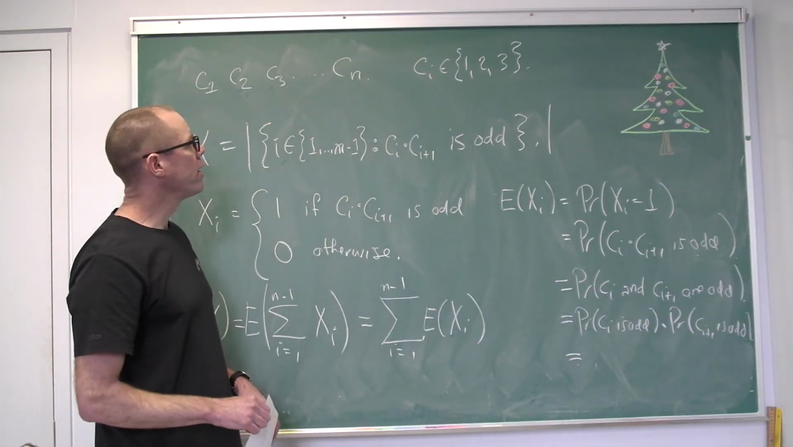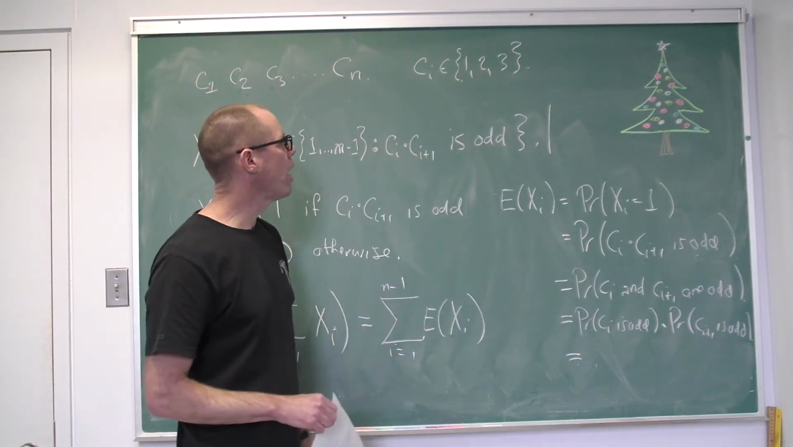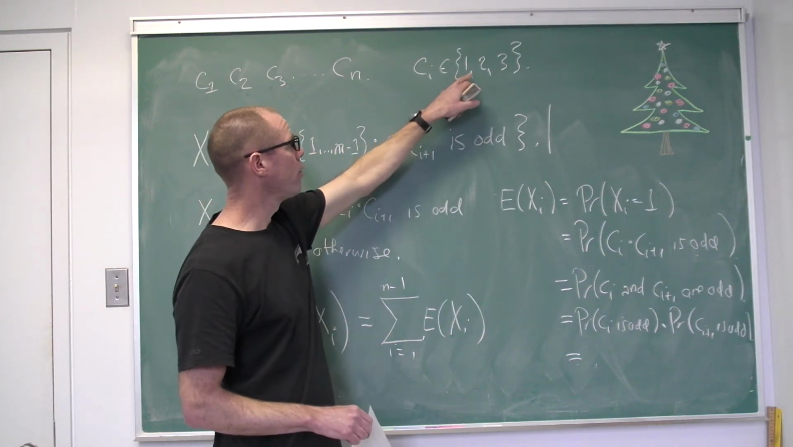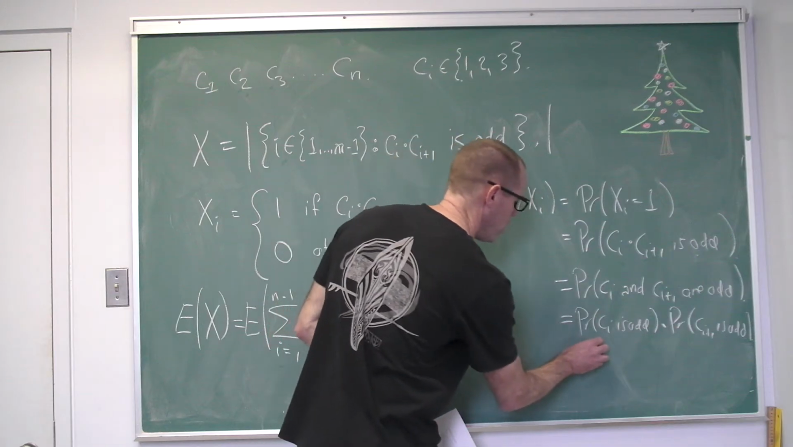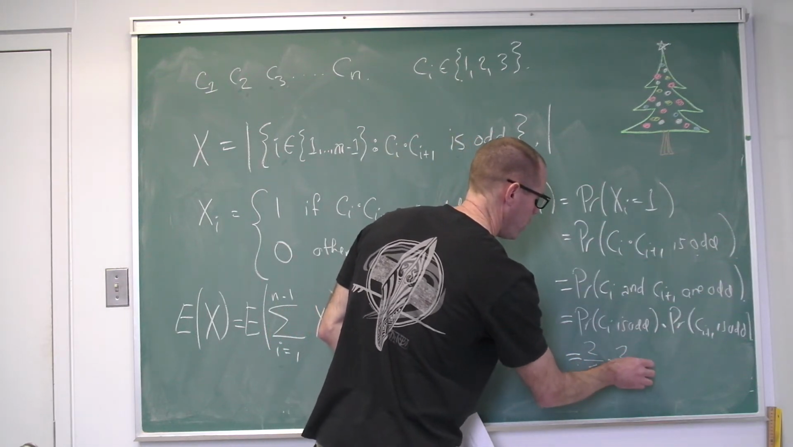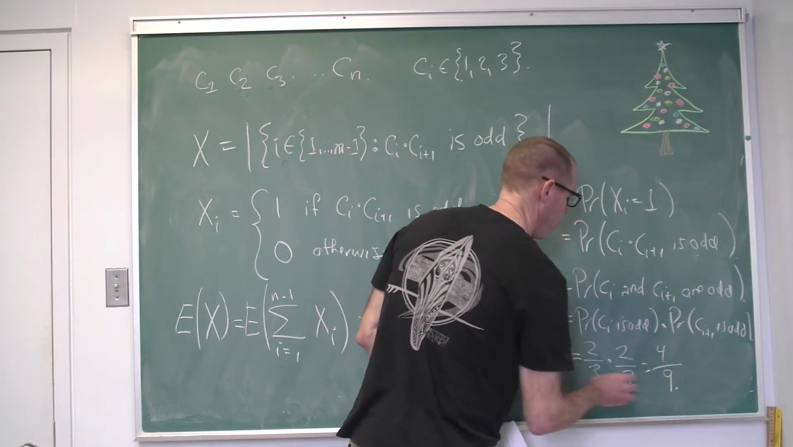What is the probability that Ci is odd? Well, there are 3 choices for Ci. Each one is equally likely, and 2 of those choices, 1 and 3, are odd. The other one is even. So this is 2/3 times 2/3, or 4/9.